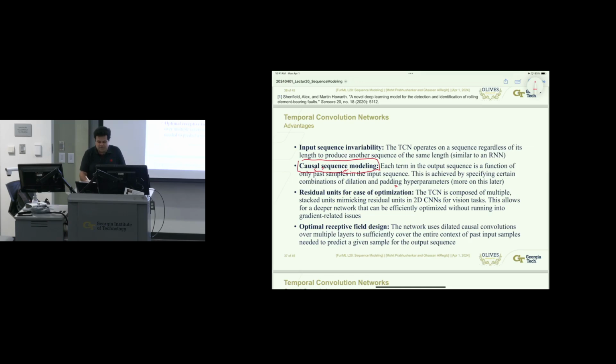We'll be talking about padding and dilation, which is a very straightforward and very important signal processing technique that we use. And residual units for ease of optimization. Similar to LSTM cells, we'll have convolutional cells as well. We're going to be calling it TCN, and we'll be using it within our computational framework. And optimal receptive field design. This is the most important one, where based on the amount of dilation we have, we can design the receptive field within our sequence framework.